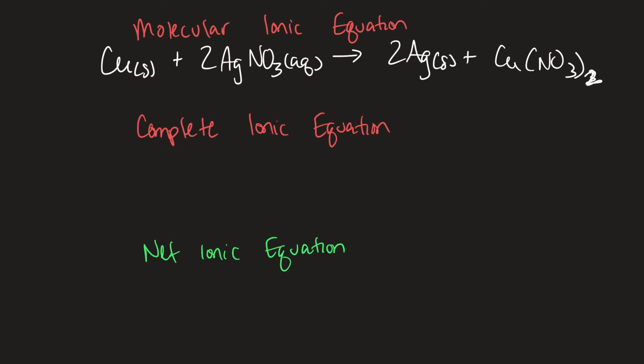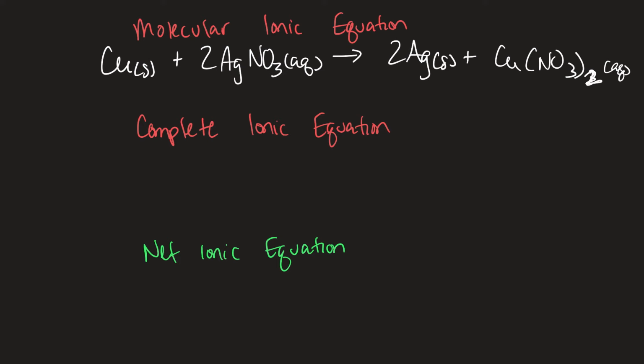Now, we can use net ionic equations for redox reactions as well. Same process. It looks just a little bit different, but not by much. Let's look at this example, where we have copper solid reacting with a silver nitrate solution to form silver solid and a copper nitrate solution. That's aqueous, I promise you.